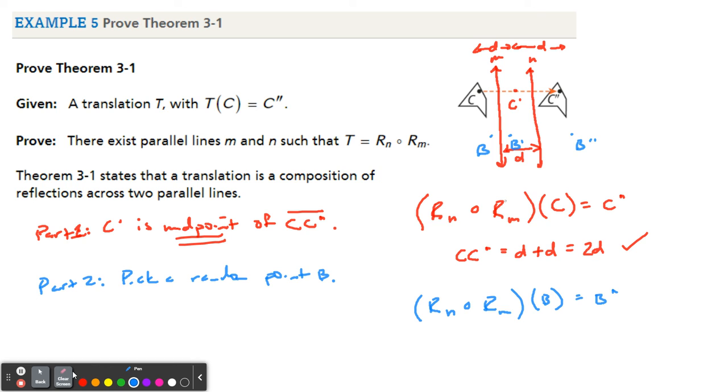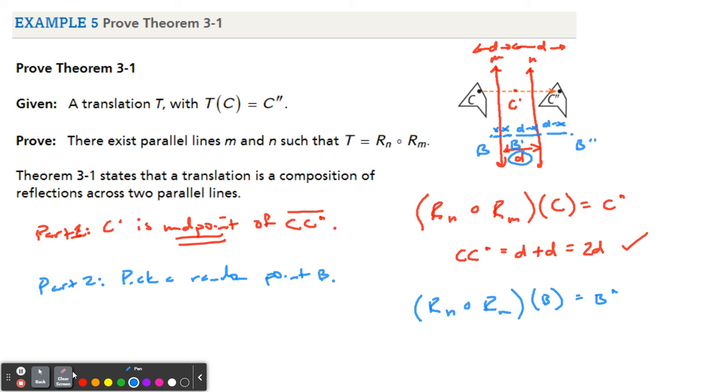So now let's talk about how far they're going. Well, let's call the distance from B to this line X. So this distance here is X. So then the distance from here to here would also be X. Okay? Well, the distance between these two lines is still D. So if this part is X, then this part would be D minus X. And following your reflection rules, if this is D minus X, then this must be D minus X.